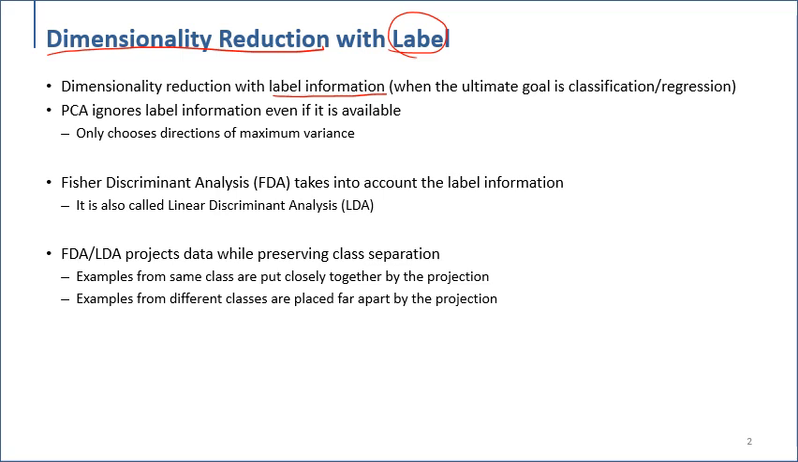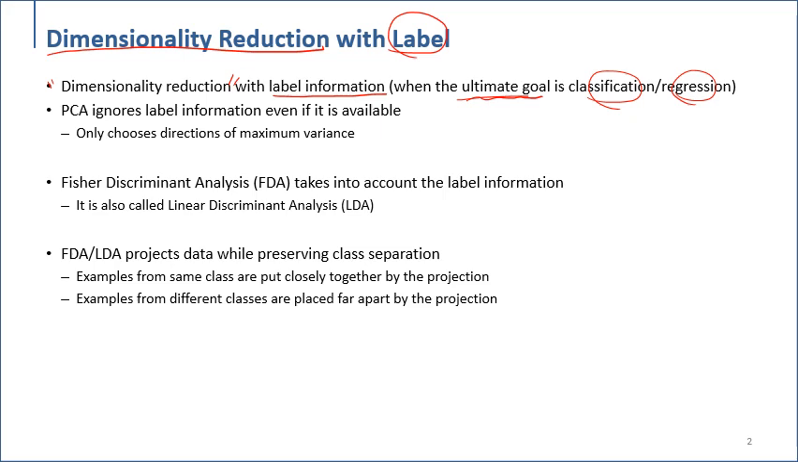So the ultimate goal is maybe classification and regression. We know that when we have label information, we can use those data for classification and regression. So here we're gonna first reduce the dimension, and the ultimate goal would be classification and regression.